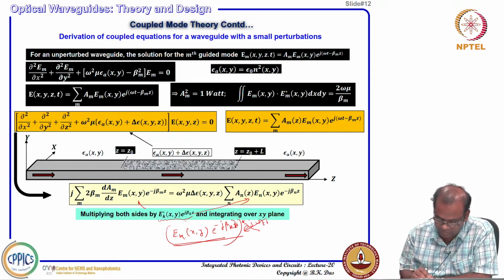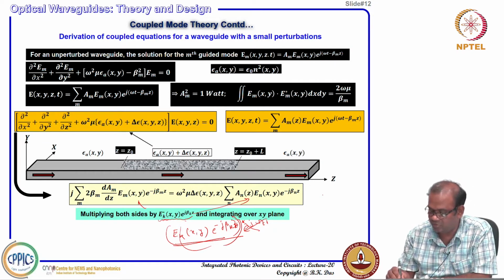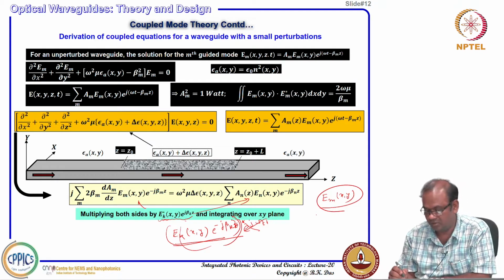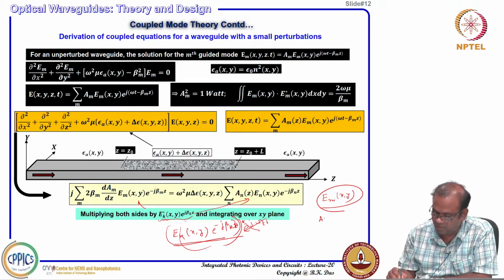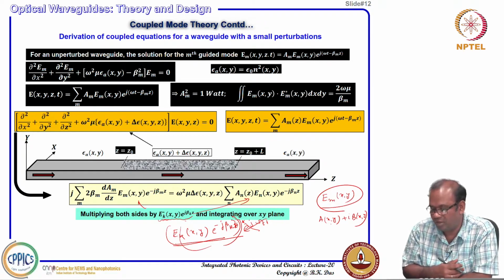If I just multiply E k x y to the power star, that means E k star x y. Obviously you should keep in mind that this field can be a complex value. E m x y, any field distribution, can be complex, and can be written as something like a x y plus j b x y. So at any position, the phase can also be different, that type of complex thing you can think of.